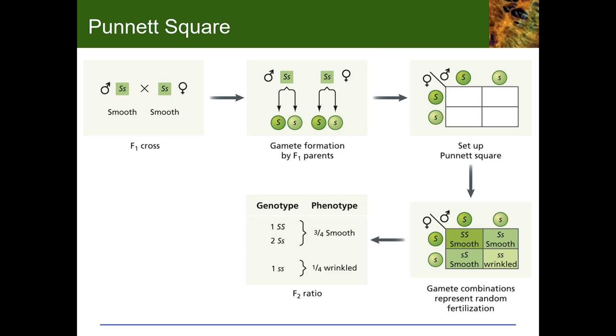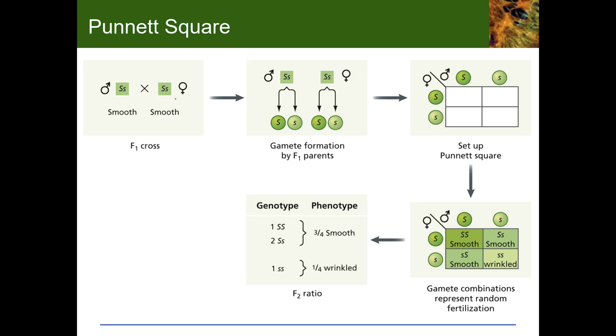So, like you saw earlier, if you look over here, you have big S, little s for the male, and big S, little s for the female. So they both look smooth because they have this big S, and that's dominant over the little s. So you're going to see the big S, you're not going to see the little s. So you're going to look smooth phenotypically.